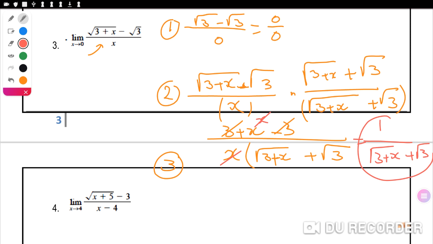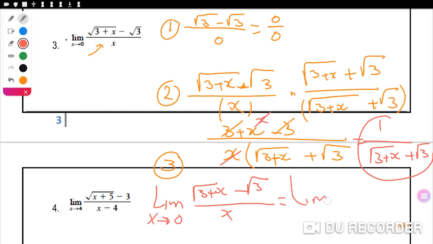Why do you multiply both numerator and denominator by the conjugate? To get the redefined function. Then the limit of the given function, which is square root 3 plus x minus square root 3 over x, when x approaches 0, equals the limit of the redefined function. I redefine the function to cancel the factor which makes the denominator equal zero. Square root 3 plus x plus square root 3, when x approaches 0.